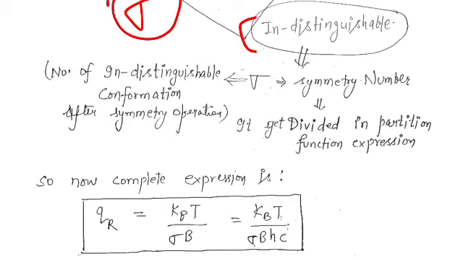I am assuming that you have done this. When you apply those symmetry operations, you get the same conformation. If you are getting the same conformations, there is a factor, sigma, which will cover all those indistinguishable conformations. If they are the same, then they cannot be distinguished. So there should be a factor, and that factor is sigma, and this sigma factor will come in the denominator of the partition function expression that we had written here.